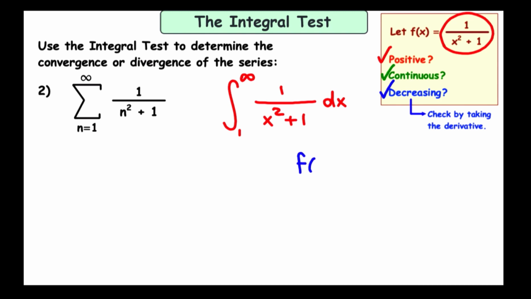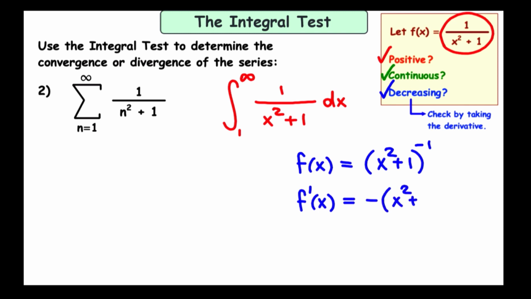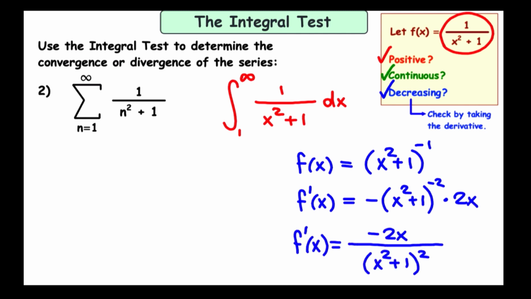This one won't be nearly as bad because I can take the original problem and I can just rewrite it as x squared plus 1, quantity to the negative first. And so my derivative will be much easier. It'll just be negative 1, stuff to the negative second, times a chain rule of 2x. If I rewrite that as a fraction, I get that. Now, of course, x squared plus 1 squared is always going to be positive no matter what I plug in.